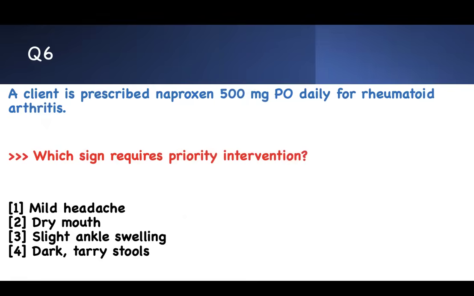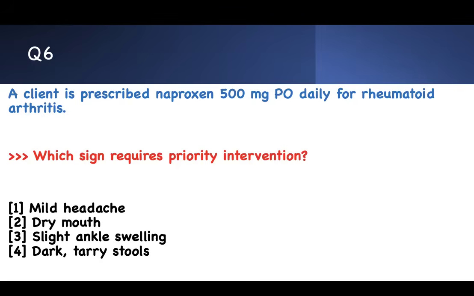Which sign requires priority intervention? The client is prescribed Naproxen. It's an NSAID, 500 milligrams PO daily for rheumatoid arthritis. Test-taking strategy: go for the buzzword. What is the buzzword? Naproxen. How much is the client taking? 500 milligrams daily. What is the question asking you? Which sign requires priority intervention? That means what? You have 1 second.